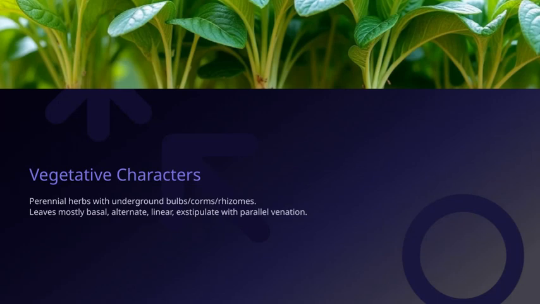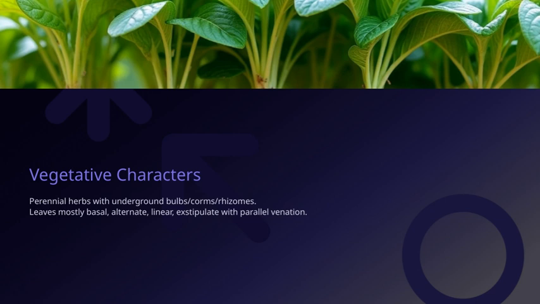Perennial herbs with underground bulbs, corms, or rhizomes are quite fascinating. These structures allow the plants to survive from year to year, even through unfavorable conditions. The bulbs, corms, and rhizomes serve as storage organs, helping the plant conserve energy and nutrients. Moving on to the leaves, you'll notice they are mostly basal, meaning they emerge at the base of the plant, which is common in many herbaceous species.